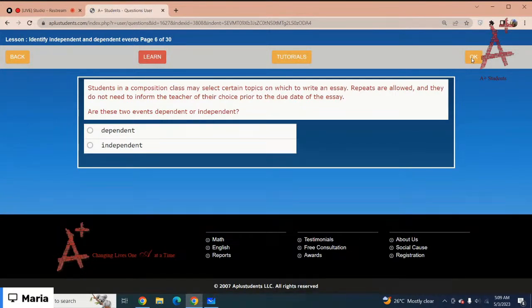Students in a composition class may select certain topics on which to write an essay. Repeats are allowed and they do not need to inform the teacher of their choice prior to the due date of the essay. Are these two events dependent or independent? They are independent events because repetitions are allowed. If two students have the same essay, it doesn't matter. Got it? So it would be independent events.